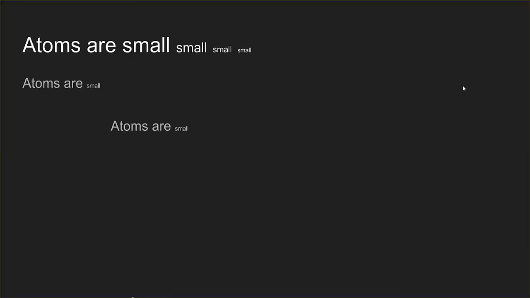So atoms are super, super small. They're made of 3 particles. The nucleus is made up of 2 parts, the protons and the neutrons, and then we have the electrons flying around on the outside. And that's it.